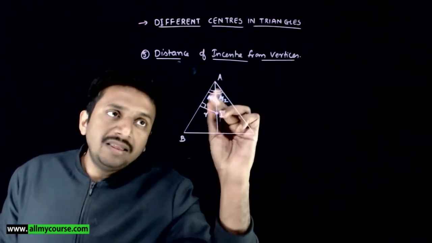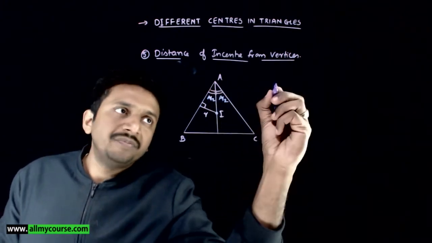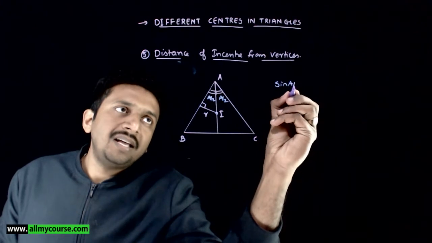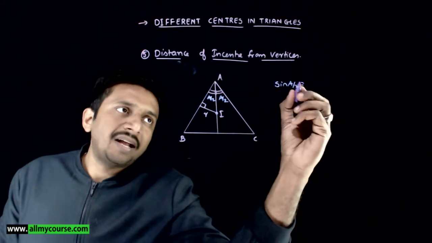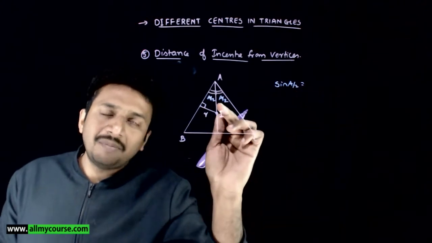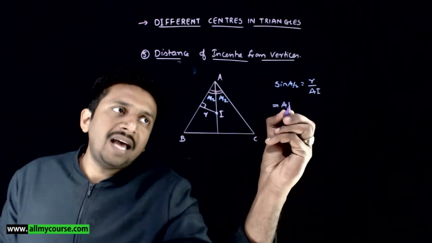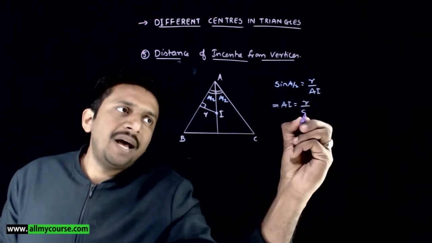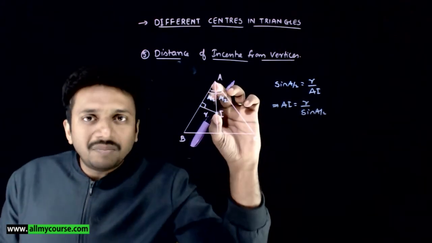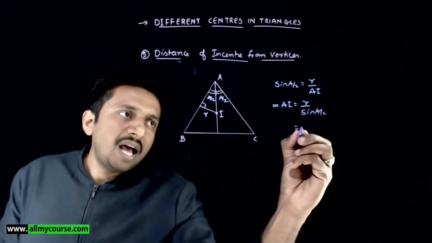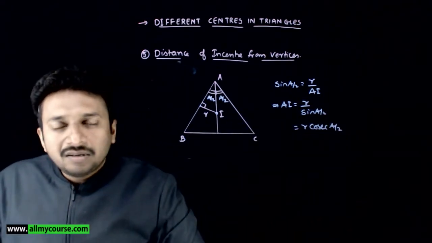Now, in this right angle triangle, what is sine A by 2? Sine A by 2 is equal to the opposite side by the hypotenuse, r by AI. This implies AI is equal to r by sine A by 2, or the distance of the incenter from the vertex A is nothing but r cosecant A by 2. So this is a general formula.